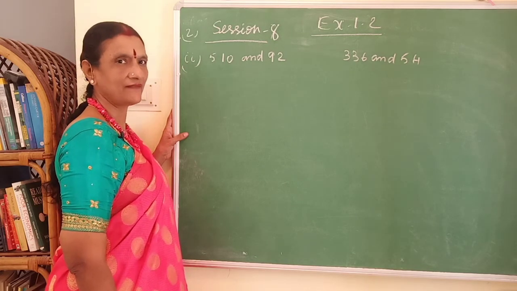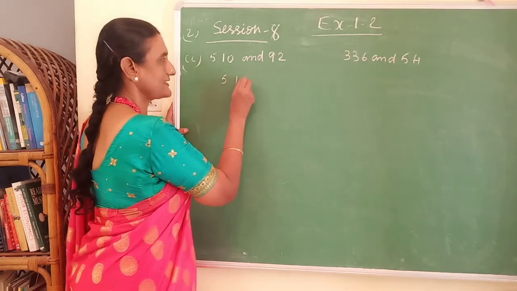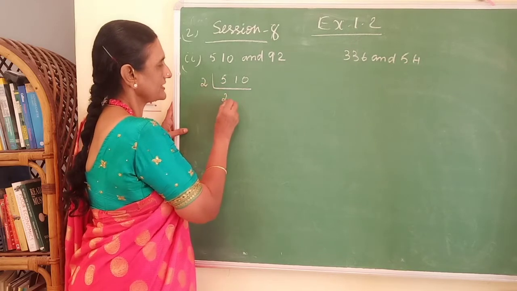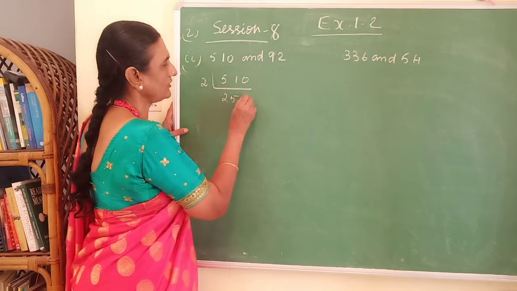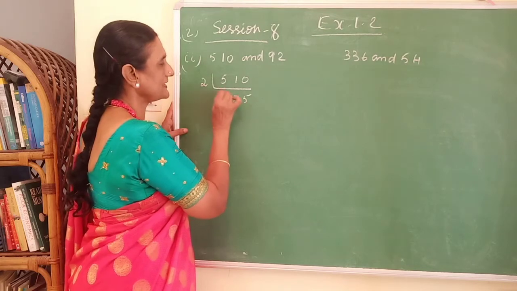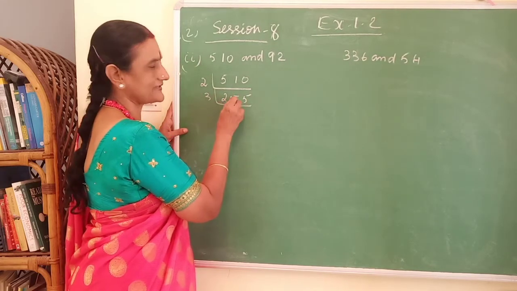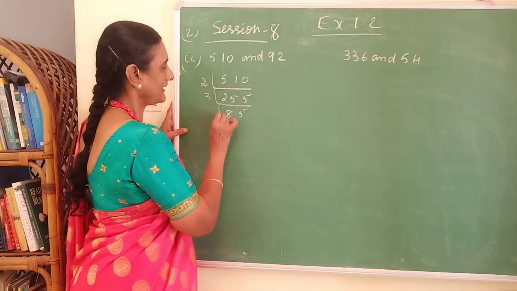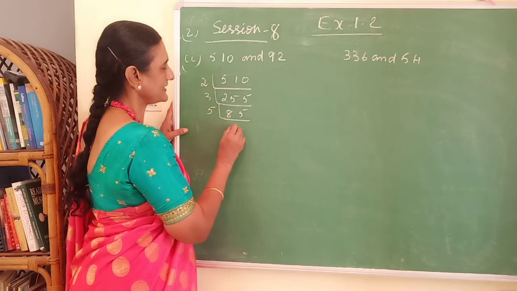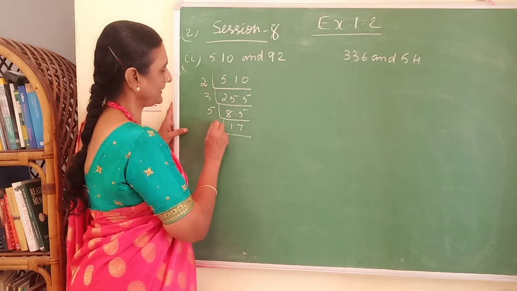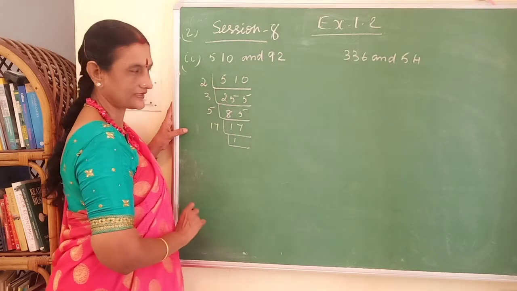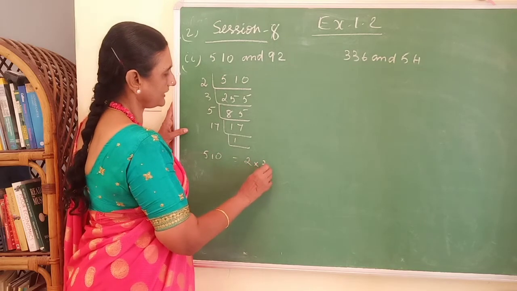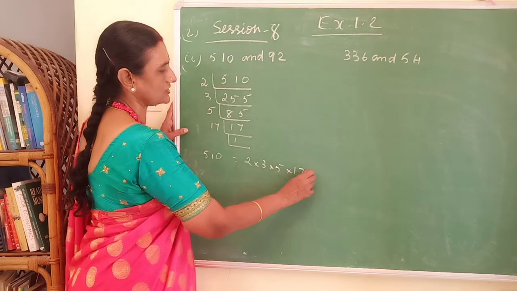Shall we try? Yes, be ready. 510. Because it ends in 0, we can divide by 2. It is 255, and then 255 is divisible by 3. 5 plus 5, 10, plus 2, 12. So it is 85, and then we have to divide by 5. Then 17, and 17 being a prime number, this is how it factorizes. Now 510 we write as 2 into 3 into 5 into 17 into 1.